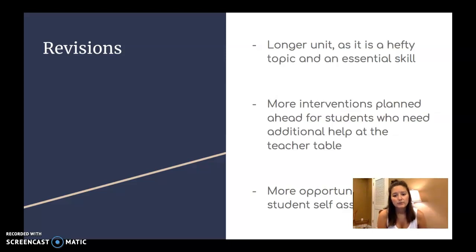And finally, more opportunities for student self-assessment, as I said prior, where students are able to reflect and see where they are at with the unit.